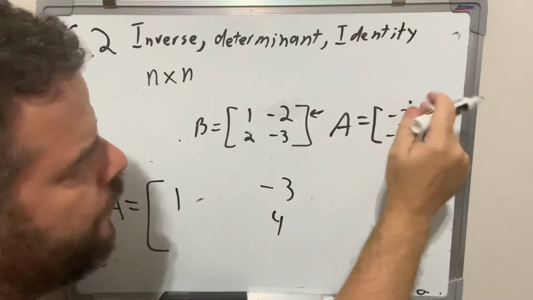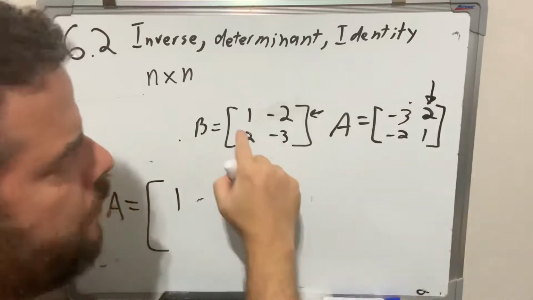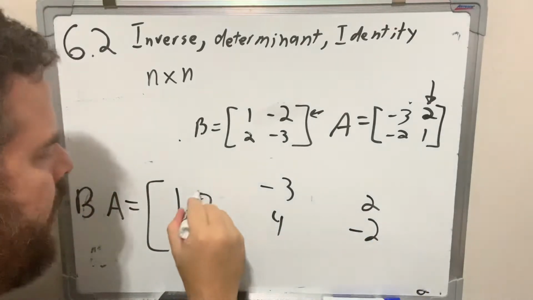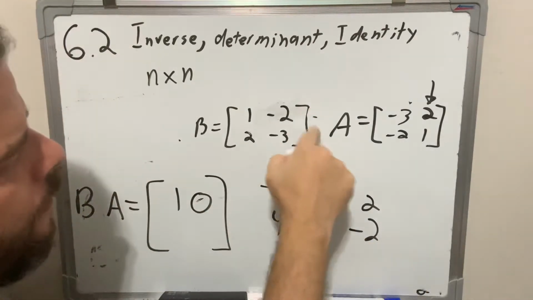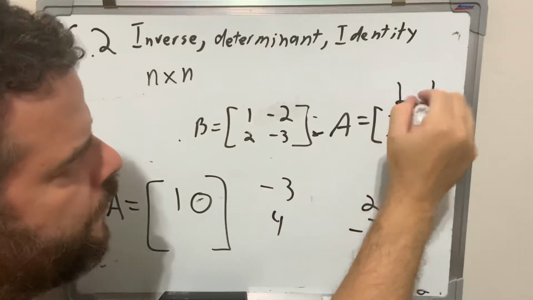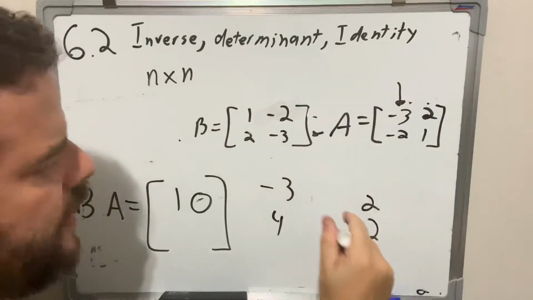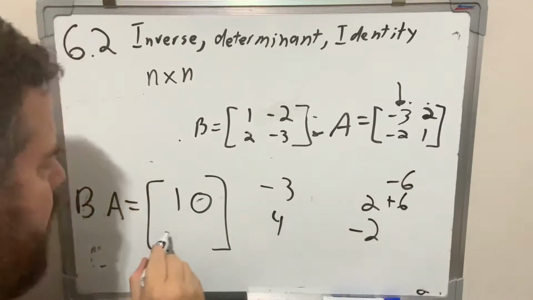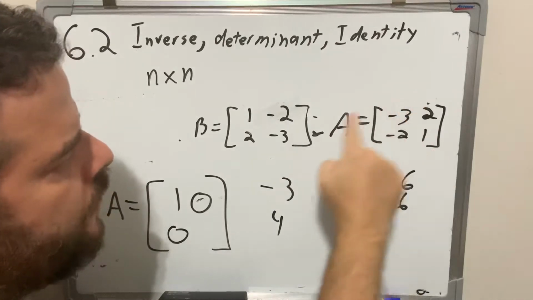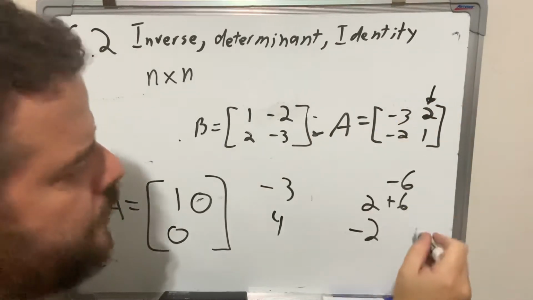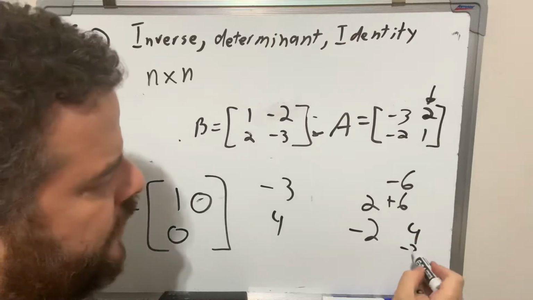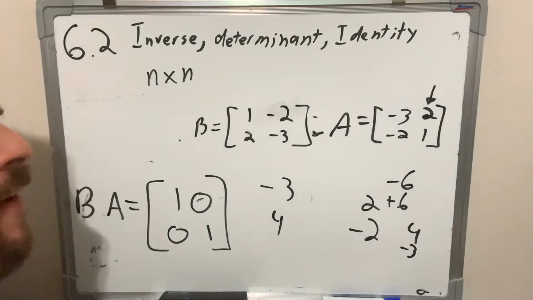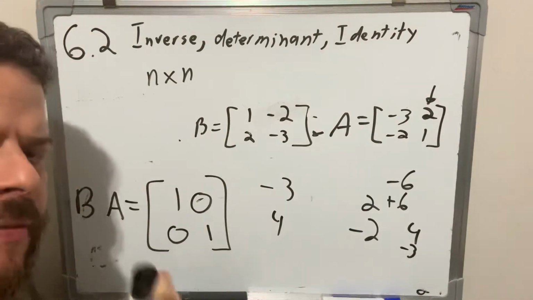Now I'm going to use the first row and the second column. 1 times 2 is 2. -2 times 1, -2. When I add them, I get 0. Second row, first column. 2 times -3 is -6. -3 times -2 is +6. Add them, I get 0. Second row, second column, 2 times 2 is 4. -3 times 1 is -3. Add them, I get 1. That identity matrix. So I just verified that A and B are inverse matrices.